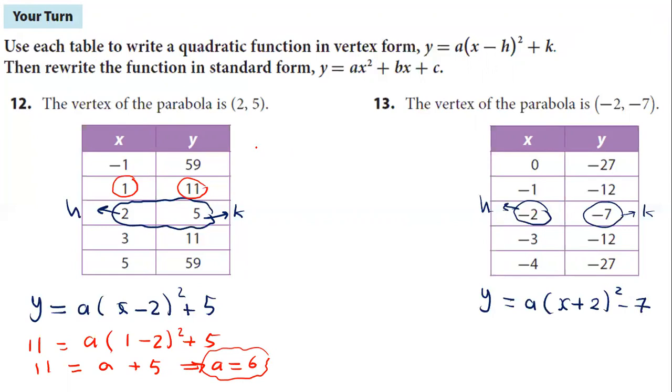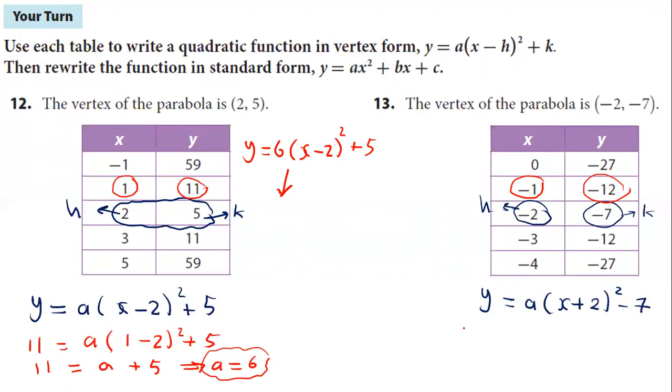We have to rewrite the function again: y equals 6 (x minus 2) squared plus 5. After that, expand the binomial square and convert into standard form. The same for the next one: I will use the point negative 1 for x and negative 12 for y. You can use any point as you like.